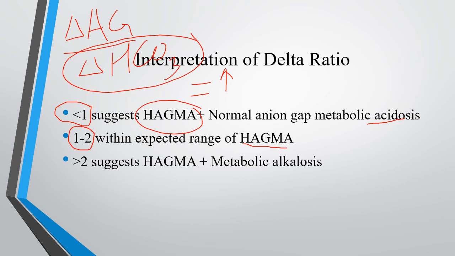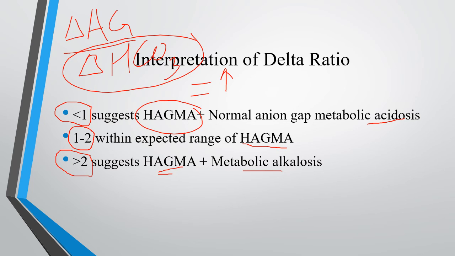Now what if the delta ratio is more than 2? A delta ratio more than 2 suggests the denominator is small, so the change in bicarbonate is less from the normal. When will that happen? It will happen if there's an alkalotic process increasing the bicarbonate. So the answer is a high anion gap metabolic acidosis with a coexisting metabolic alkalosis, which will increase the delta ratio above 2.